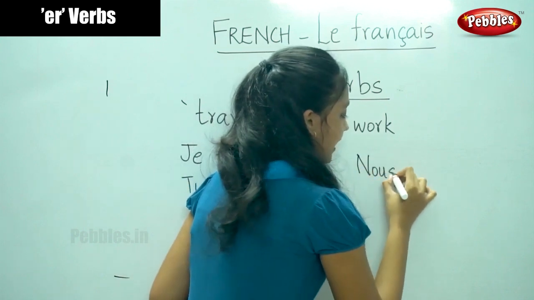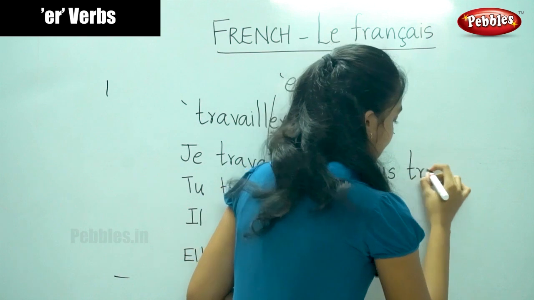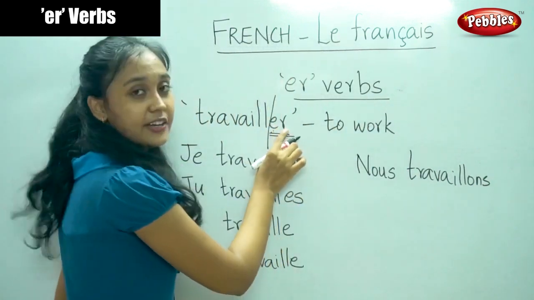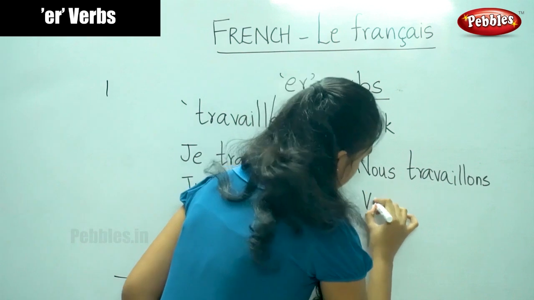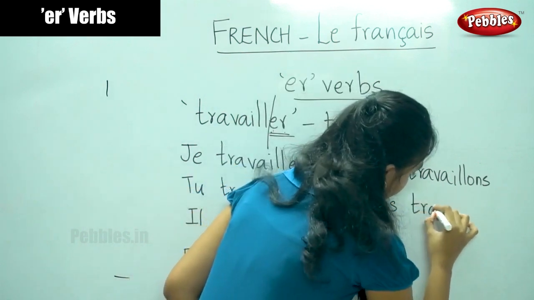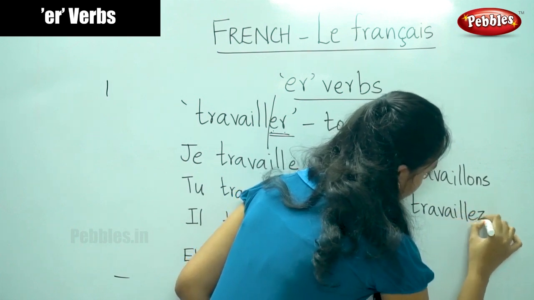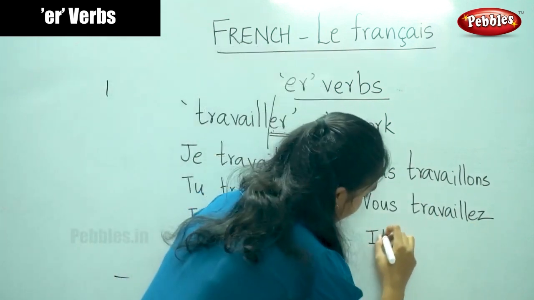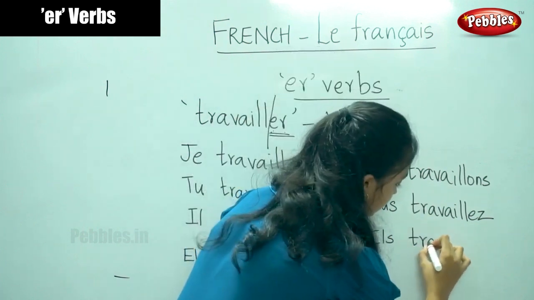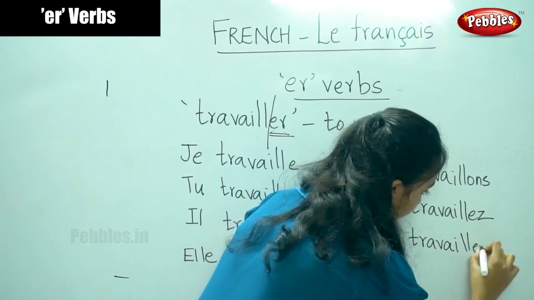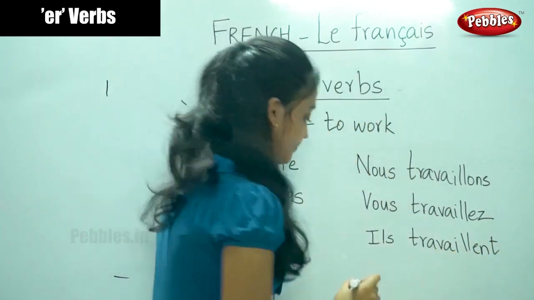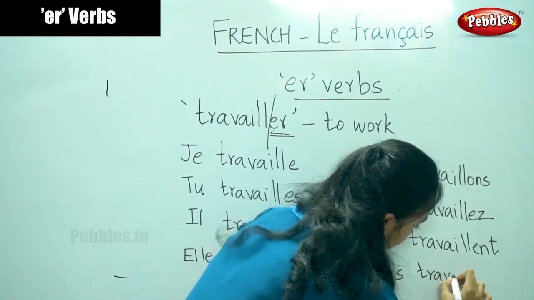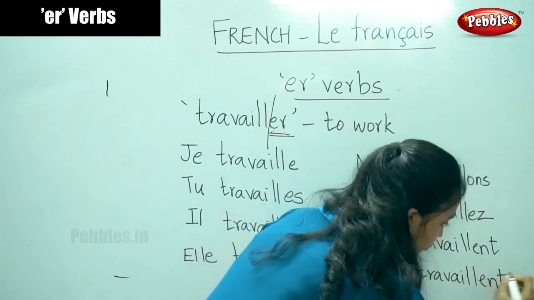Do you remember what is the ending for nous? Yes, it is ONS. We will just remove ER and replace it with ONS. For vous, we would replace ER with EZ. For ils, we replace it with ENT. And for elles, we would replace it with ENT.